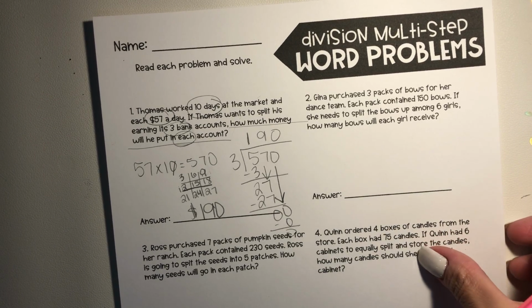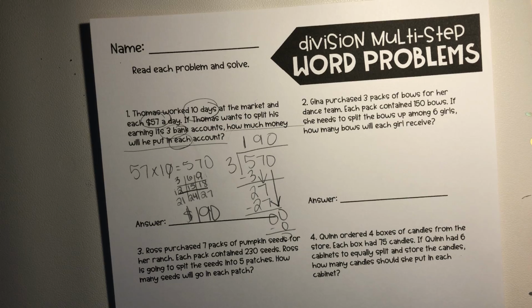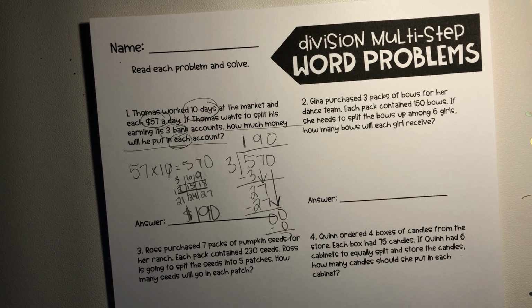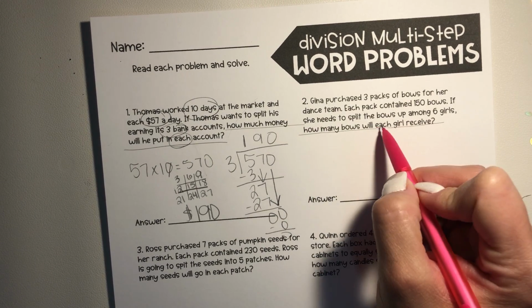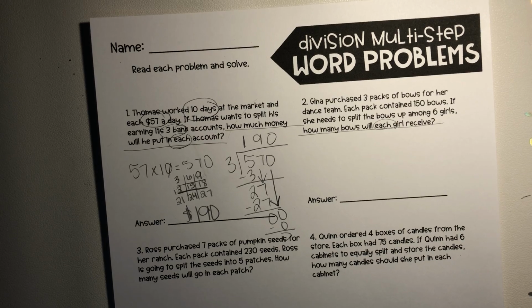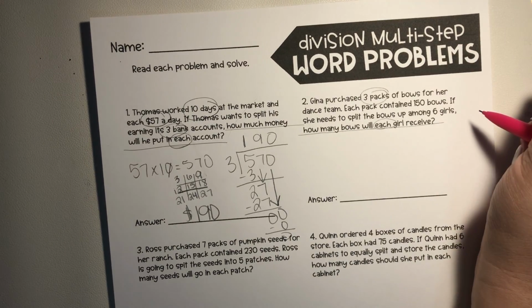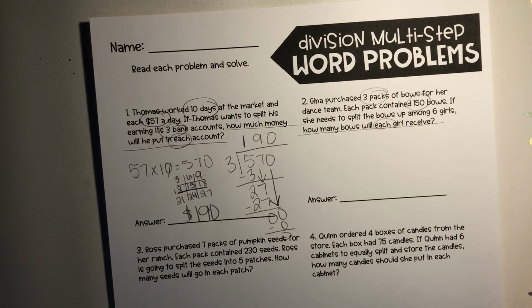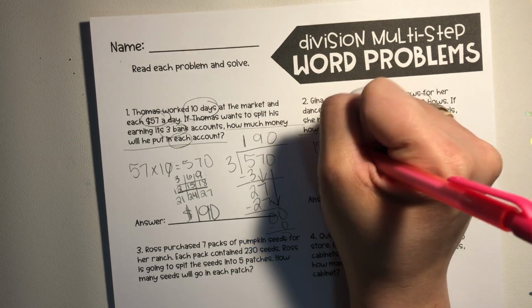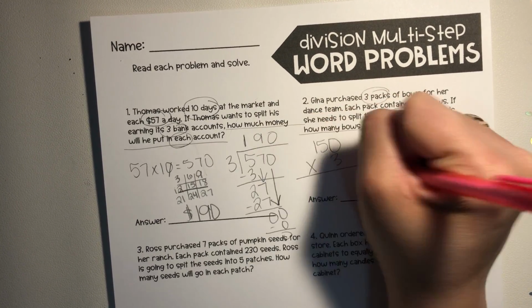All right, let's look at number 2. Gina purchased 3 packs of bows for her dance team. Each pack contained 150 bows. If she needs to split the bows among 6 girls, how many bows will each girl receive? All right, so once again, I'm going to use multiplication and then division to figure out how many bows each girl will receive. The first thing I need to do is figure out how many total bows she bought. So she bought 3 packs. Each pack had 150 bows in it. So my first step is 150 times 3.